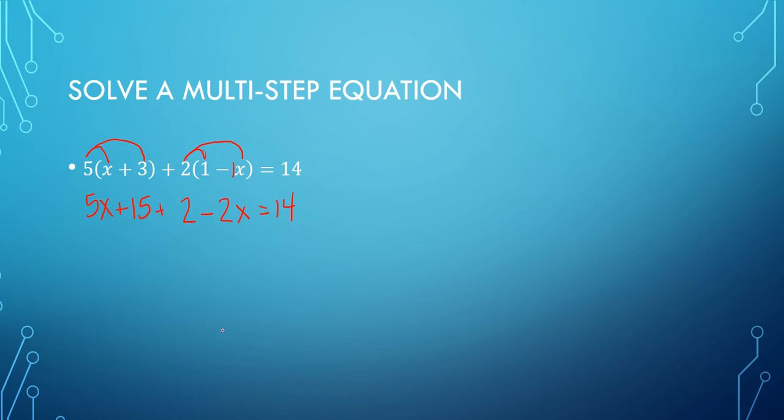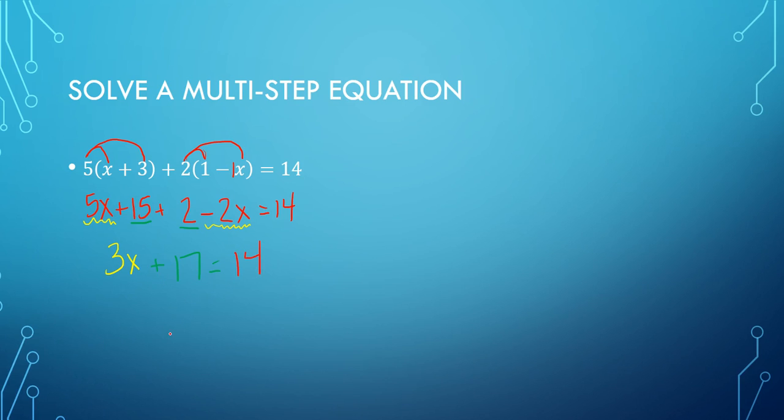Okay, now this left side is kind of complicated. We want to make sure that we combine like terms so that we only have one set of x's and one set of numbers on the left side. So we have a 5x and a negative 2x. Since they're on the same side, we just combine them, and 5 and a negative 2 is 3x. And then we have a 15 and a 2, which is 17. And that's hard to see, so let me switch colors again, which equals 14.